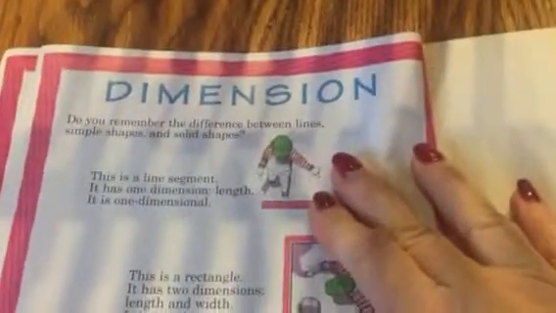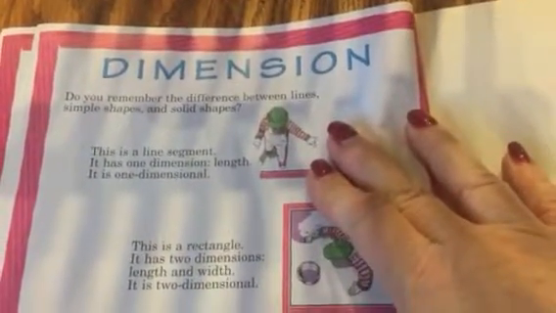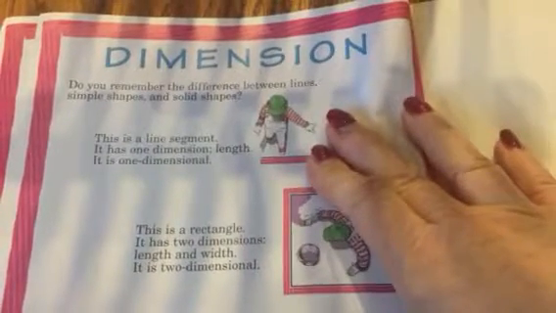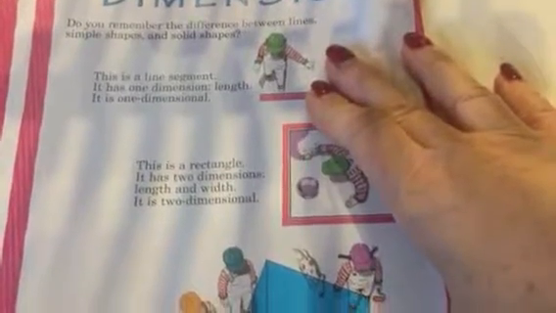Dimension. Do you remember the difference between lines, simple shapes, and solid shapes? This is a line segment. It has 1 dimension, length. It is 1-dimensional. This is a rectangle. It has 2 dimensions, length and width. It is 2-dimensional. This is a cube. It has 3 dimensions, length, width, and height. It is 3-dimensional.